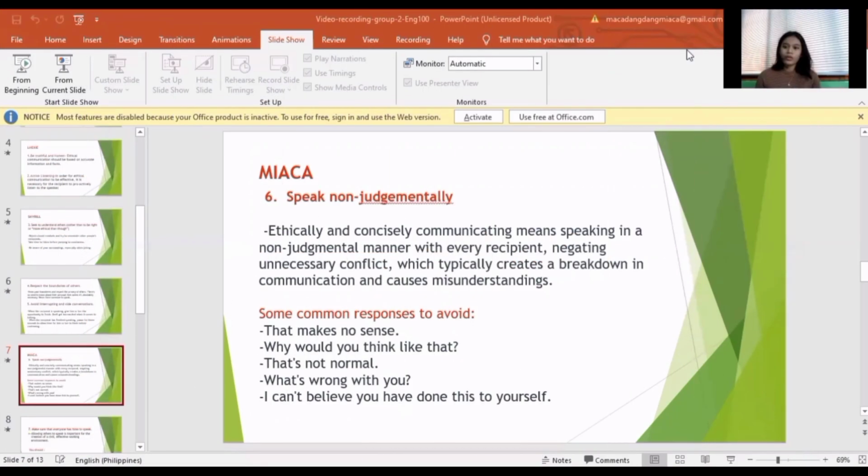Thank you. And we have speak non-judgmentally. Ethically and concisely, communicating means speaking in a non-judgmental manner with every recipient, negating unnecessary conflict, which typically creates a breakdown in communication and causes misunderstandings.